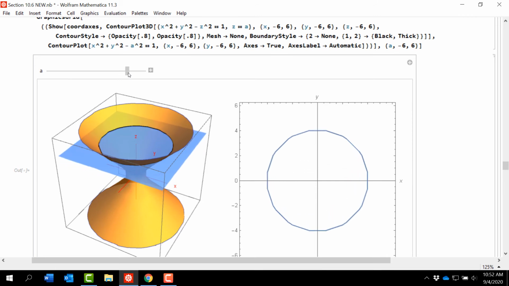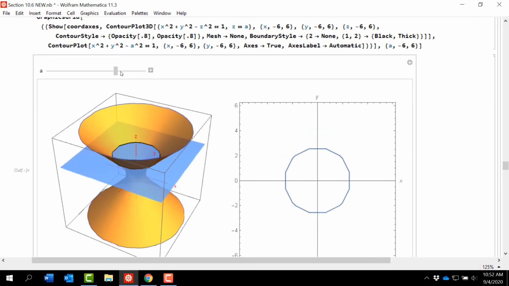And so to me, that was the one that helped me be able to visualize this in my mind on paper. So that's a hyperboloid of one sheet. And so let's see what we come up with in the next example.